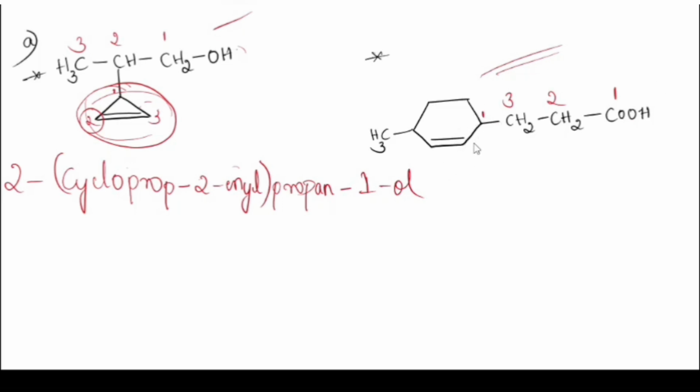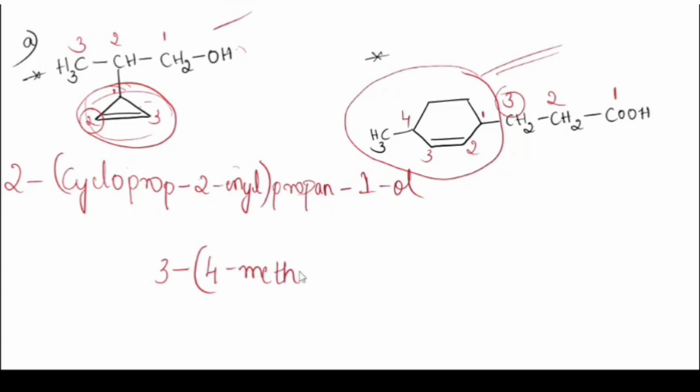From here only it has to start numbering: 1, 2, 3, and here 4 is there. That's why this whole group is a substituent at the third position. That's why I will write it as 3, with a parenthesis opened over here, and at position 4 we have this particular methyl group. Correct. That's why here, 4-methyl.